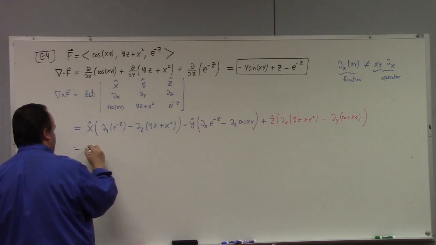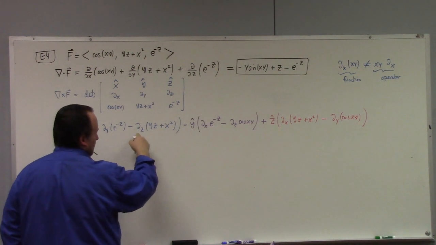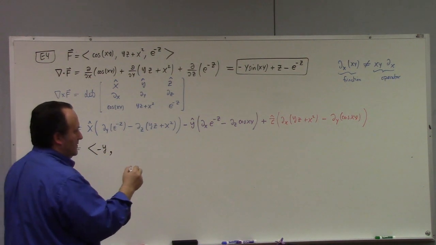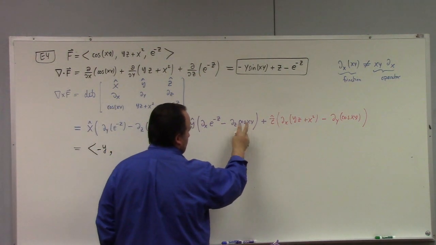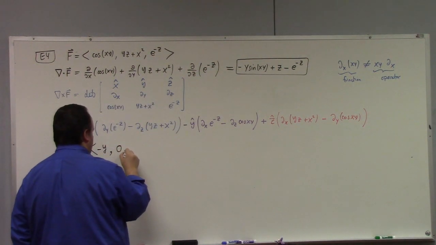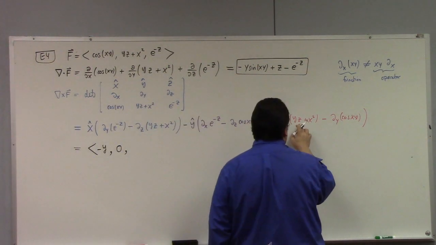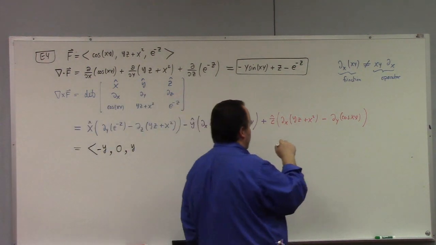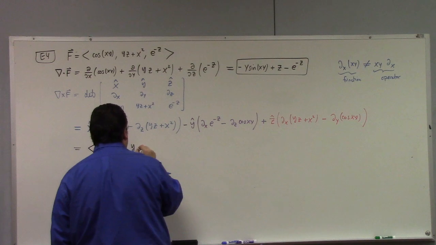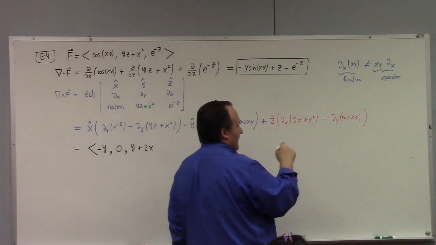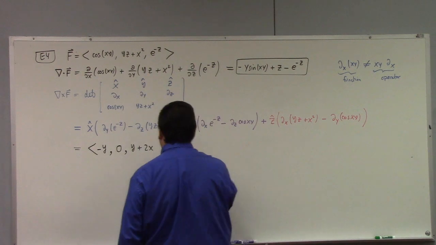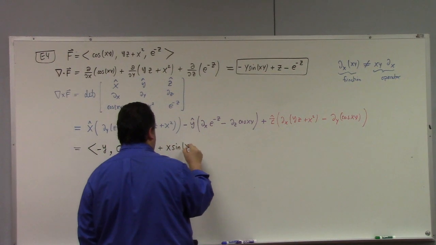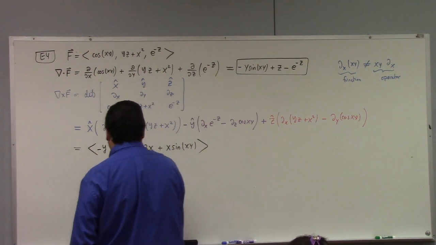Let's finish this thing here. So our curl is, that's 0, that is y, there's a minus. So minus y comma, let's see here, 0, 0, minus y comma 0, and my z hat. I got a y. And what else? Oh, plus 2x. And over here, plus x sine of xy using the chain rule, right? So there you go.